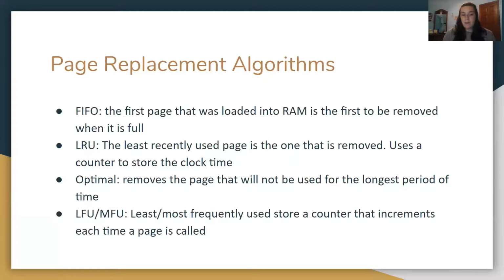Optimal algorithm removes the pages that will not be used for the longest period of time. And then the LFU and MFU are the least and most frequently used. So they store a counter, and every time that page is called, that counter is incremented. And the least frequently used will remove the page that has the lowest counter. And most frequently used believes that the one that is the least frequently used cannot be removed because it would have just been brought into main memory and is still important.